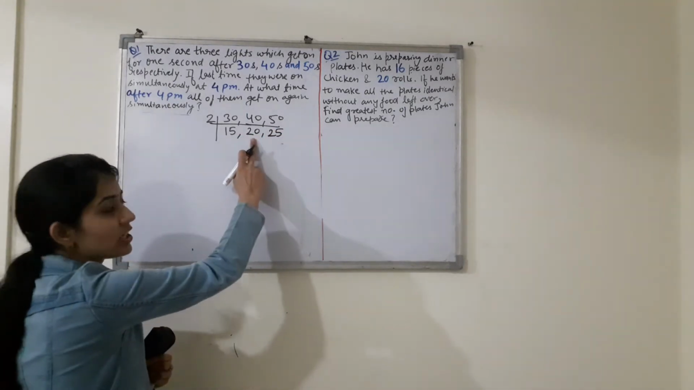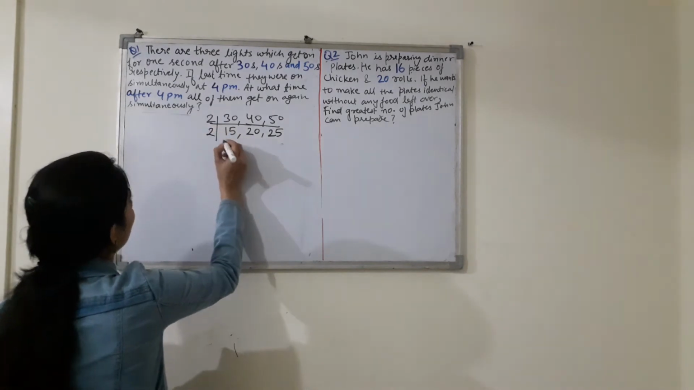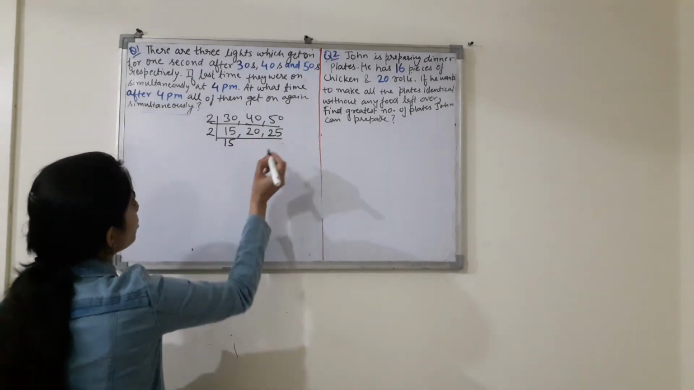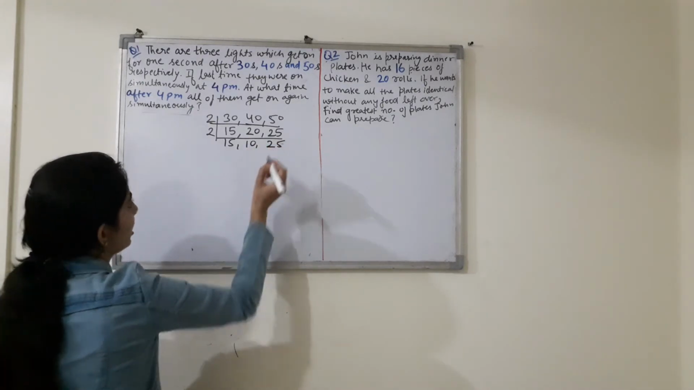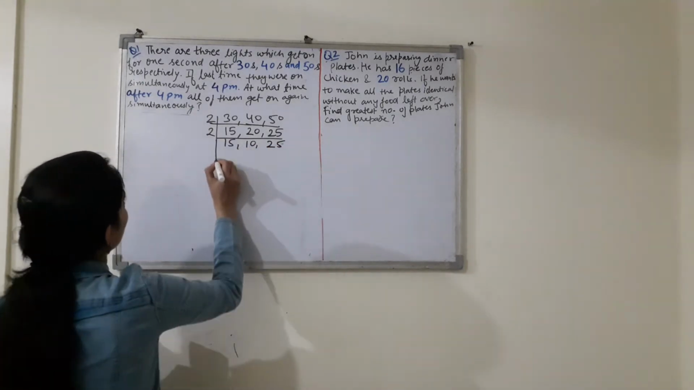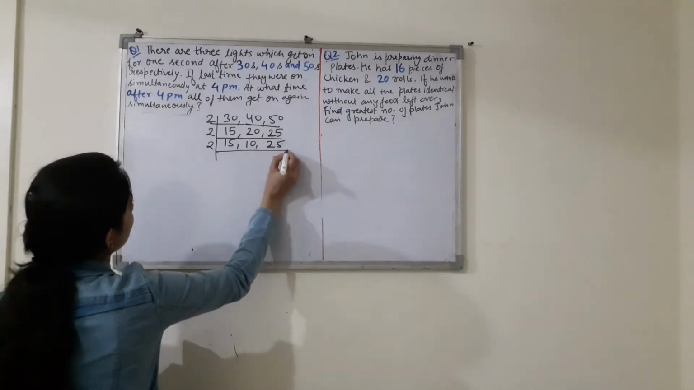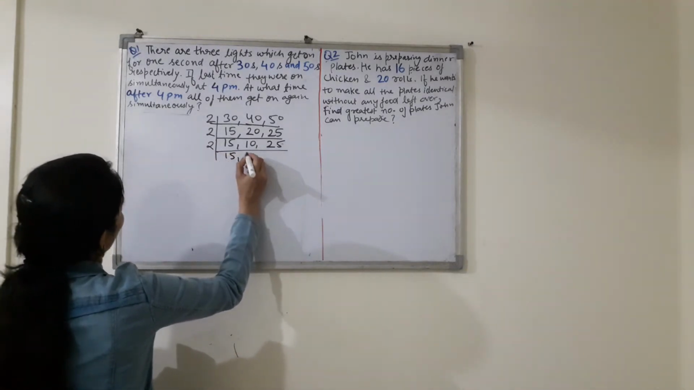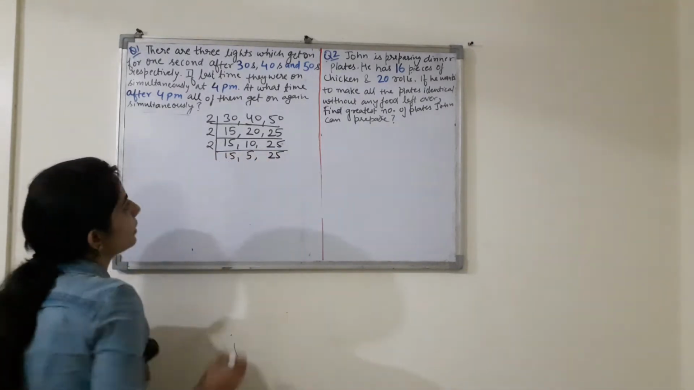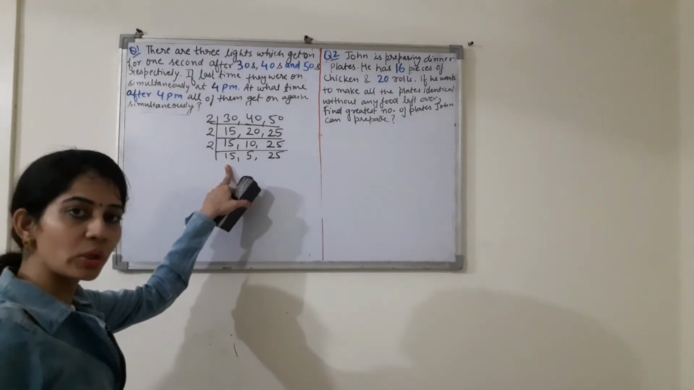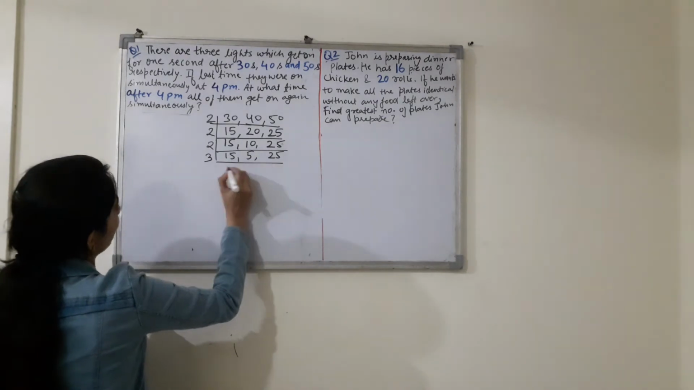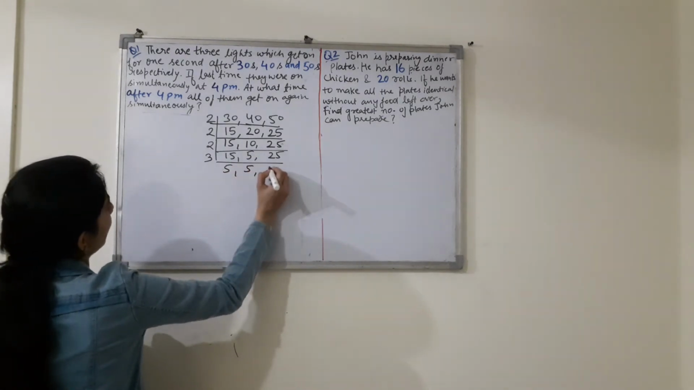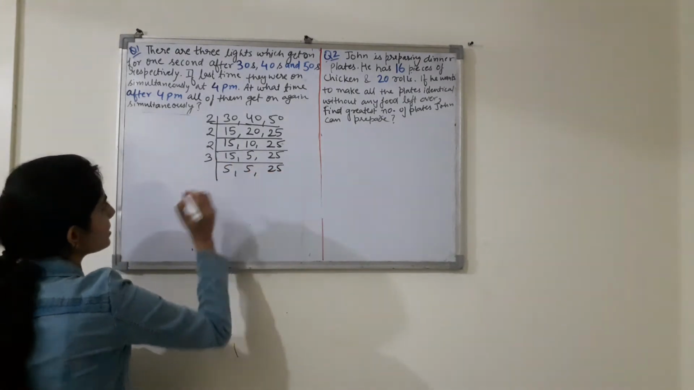Then again it is divisible by 2 because 20 is here. But 15 is not divisible by 2, so we will write it down as it is. This will be 10, this will be 25, as it is not divisible by 2. Then again it is divisible by 2. It is your 15, this is your 5, this is your 25. Now 15 is here, so it will go by our next smallest prime number, that is your 3. So 3 times 5 is 15, this is your 5 and 25 remain as it is.